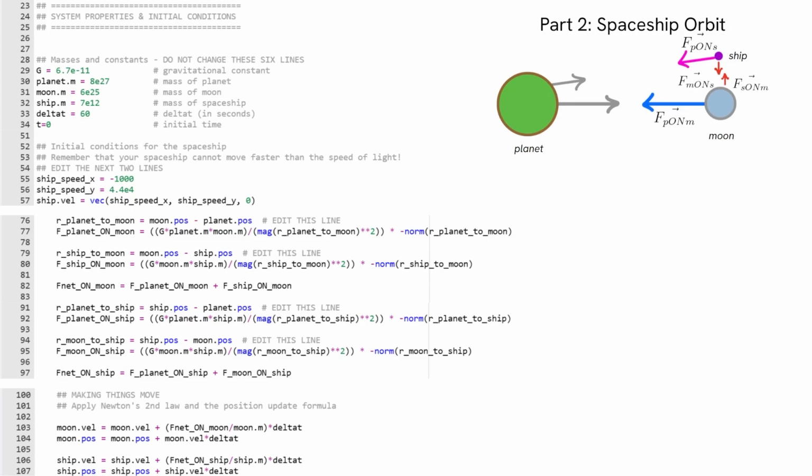For the Part 2 computational model, the initial conditions include the gravitational constant, the masses of the planet, moon, and spaceship, and the time step delta t. The moon has a preset trajectory orbiting the planet, while the initial velocity of the spaceship is adjusted to experiment with the different orbital outcomes. All of the contributing forces of gravity between the objects are calculated in the while loop beginning at line 76.